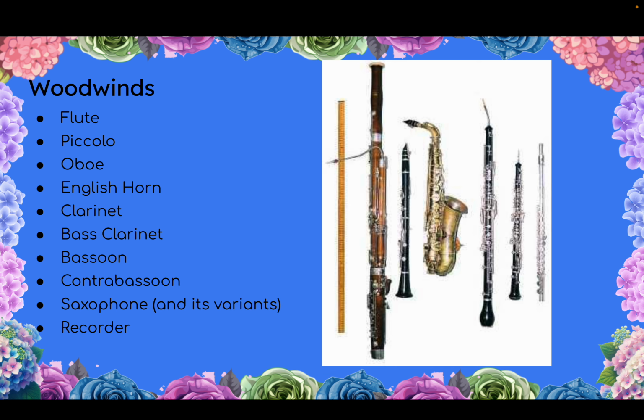Okay, the next section is the woodwinds. Woodwinds are instruments that make sound by blowing air through a sharp end, the reed. Basically, these instruments have reeds. They're called woodwinds because they used to be made out of wood, and you can see them here. You'll see there's a wide variety of woodwinds, but most of them are very similar.